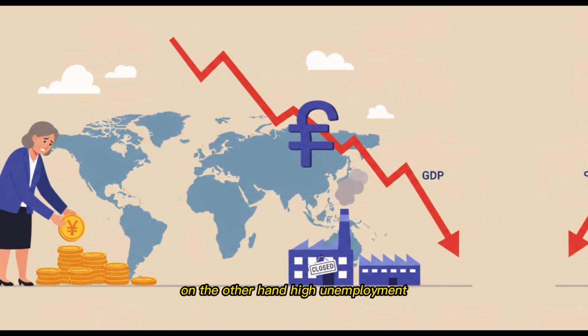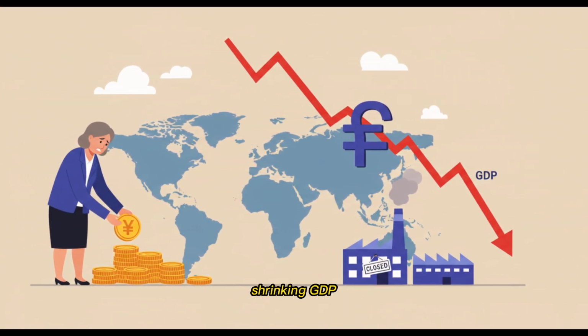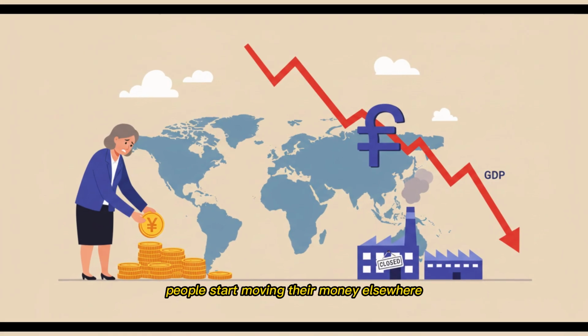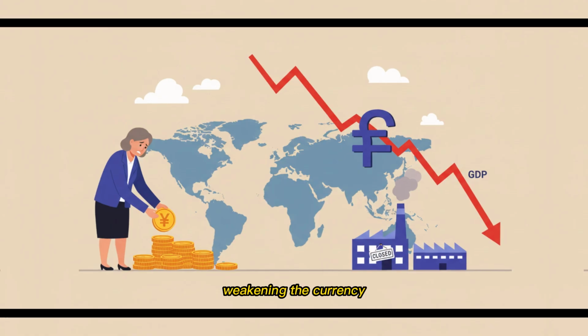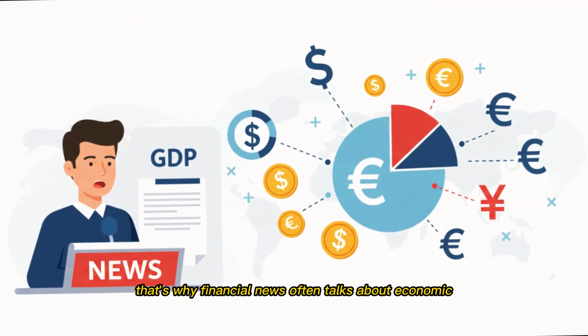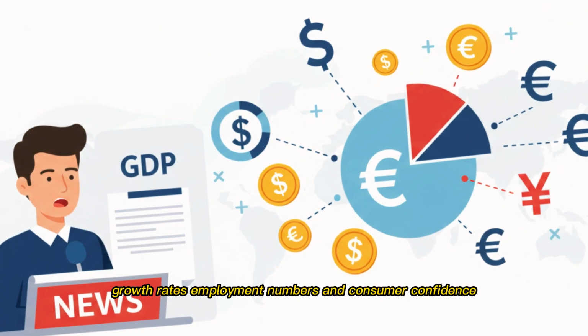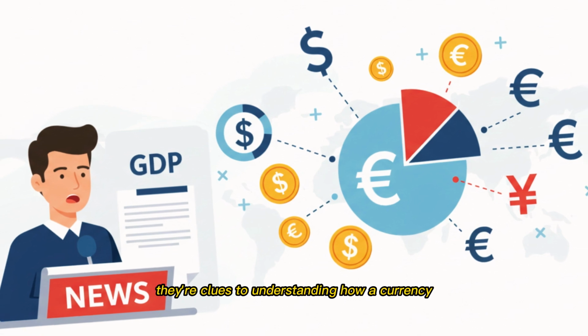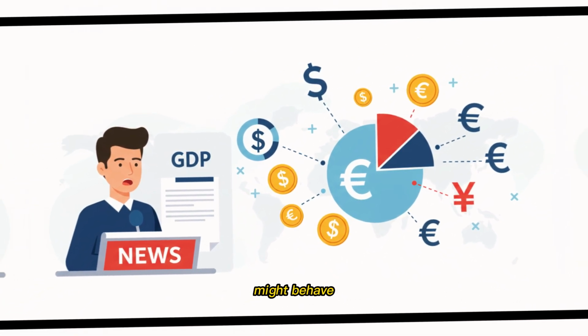On the other hand, high unemployment, shrinking GDP, or a sluggish economy can erode investor confidence. People start moving their money elsewhere, weakening the currency. That's why financial news often talks about economic indicators like GDP growth rates, employment numbers, and consumer confidence. They're not just statistics, they're clues to understanding how a currency might behave.